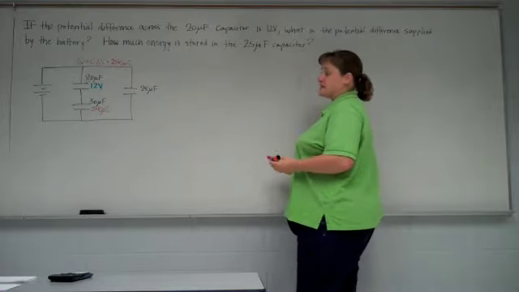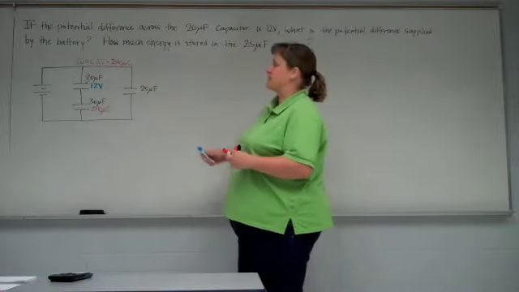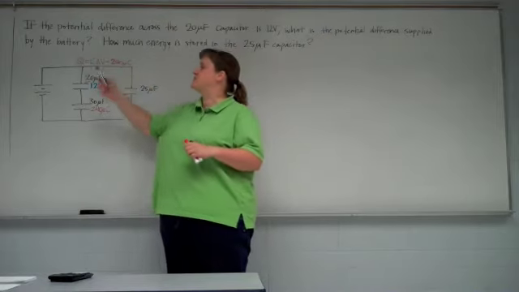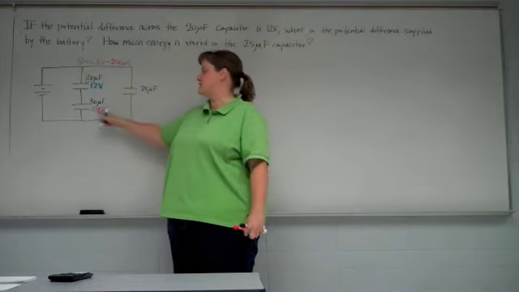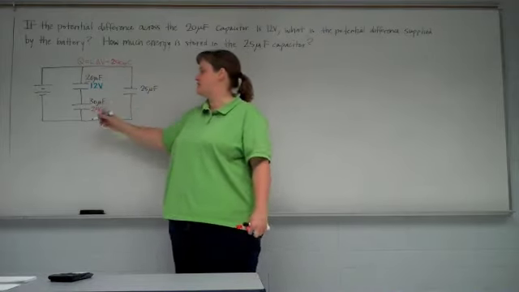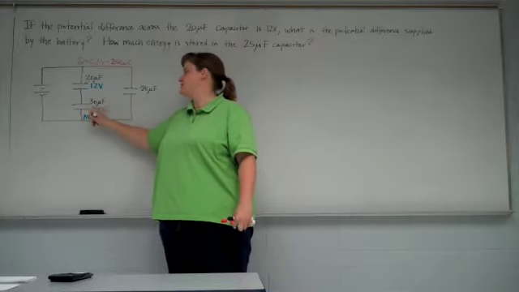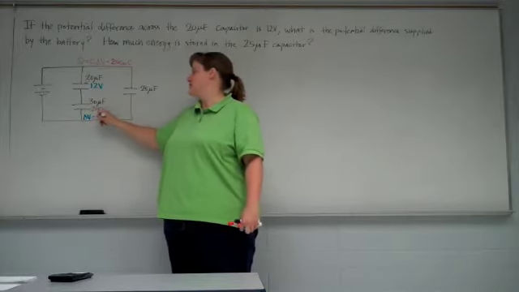Since we know the capacitance and we now know the charge, we can find the voltage using the same equation. The voltage will be Q over C. So Q, 240, over C, 30. The voltage for this capacitor will be 8.